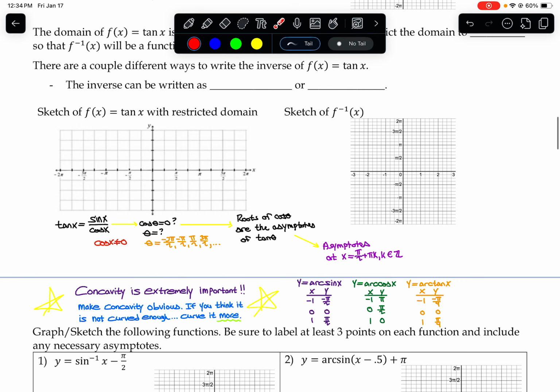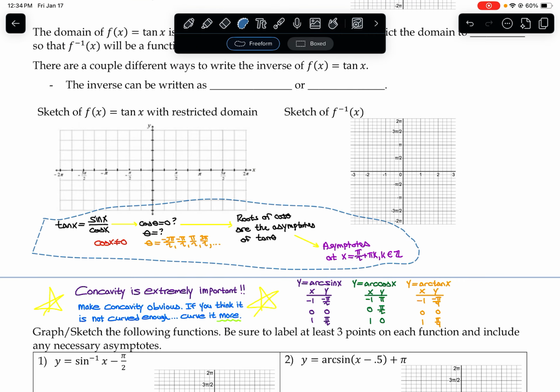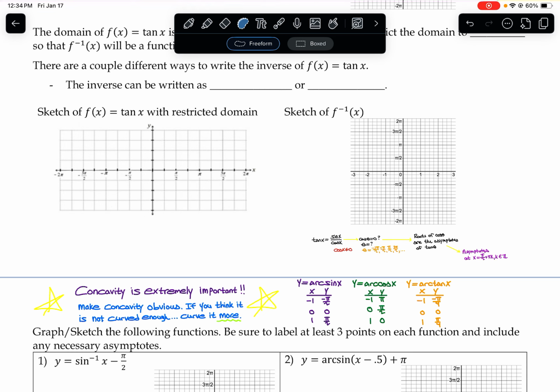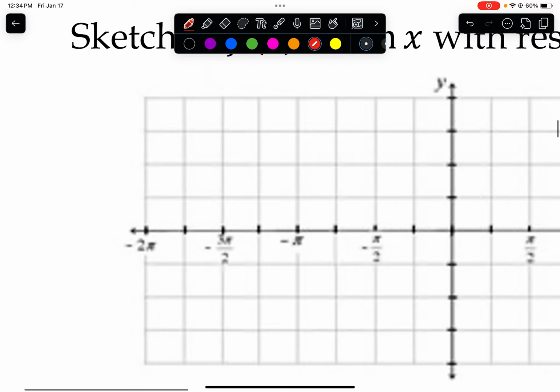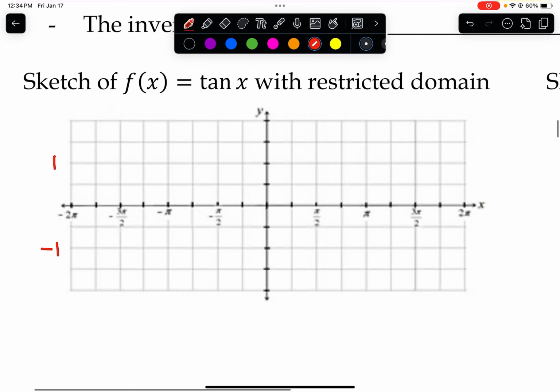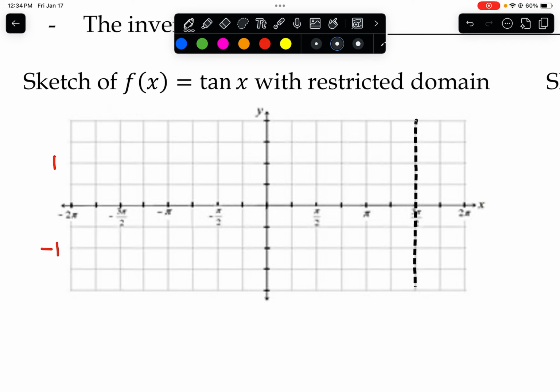Okay, so I'm going to move all this a little bit because I want to be able to work on my graph. So put that over there. All right, so that being said, I know I'm going to have a scale of 1/2, so I'm going to do 1 and negative 1. And then I know I'm going to have asymptotes at those pi over 2s. So I'm going to go ahead and do my asymptotes at all my pi over 2s. So 3 pi over 2, pi over 2.